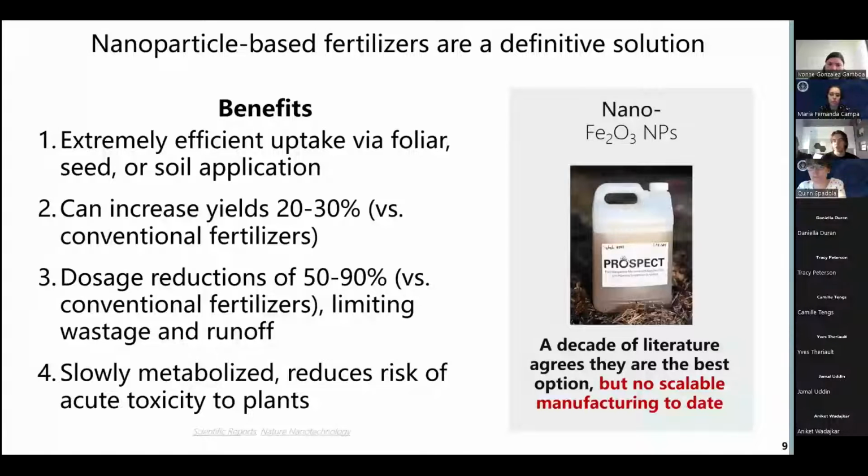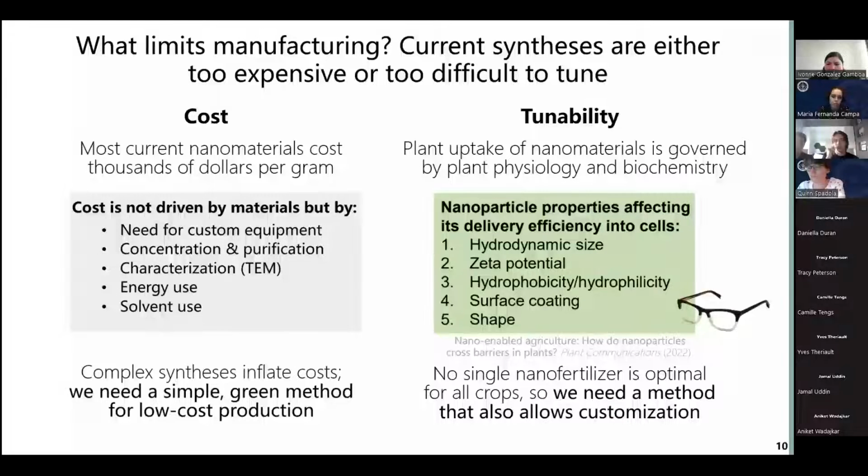But again, there's tons of research showing that these nanofertilizers are better than conventional fertilizers, but there have been a lot of issues around the manufacturing to date. The current chemical syntheses for these are either too expensive or too difficult to tune to make a useful nanofertilizer. And this is because with the cost of nanomaterial production, it's not so much the cost of the input materials. Those often aren't the big driver.